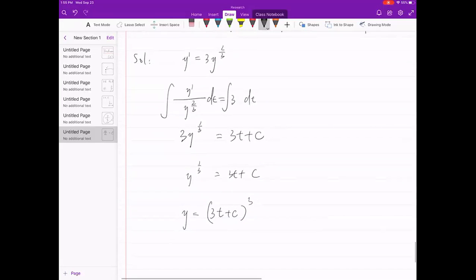Somehow, I don't feel all right about this one. Did I put a 3 there? Yes, I put a 3. So somehow I'm messing up with three. Yes, this is the t here. Okay, that's right.